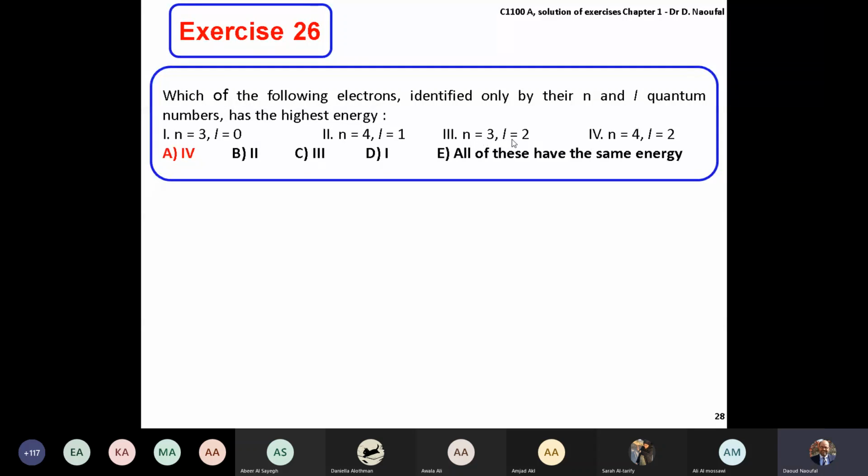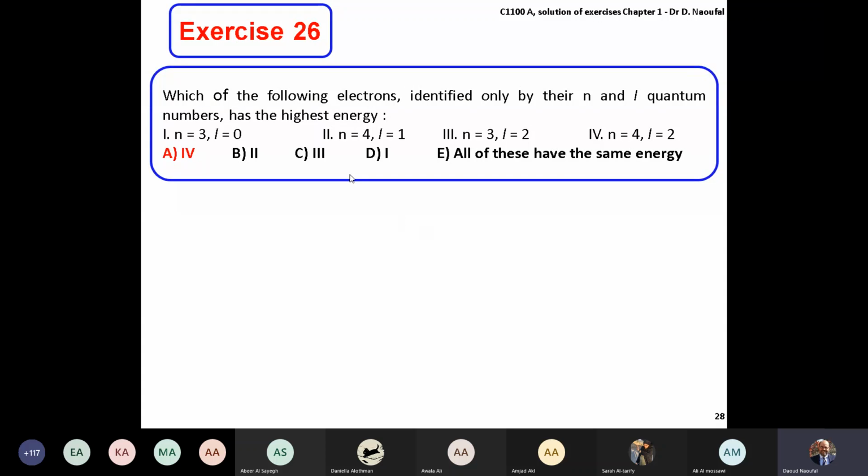n equals 3, l equals 2. This is 3d. n equals 4, l equals 2. This is 4d. So as we know, as the electron is more distant from the nucleus, as n increases, the energy increases. The energy starts with a negative value and increases until it reaches the value at the end, E equals 0.